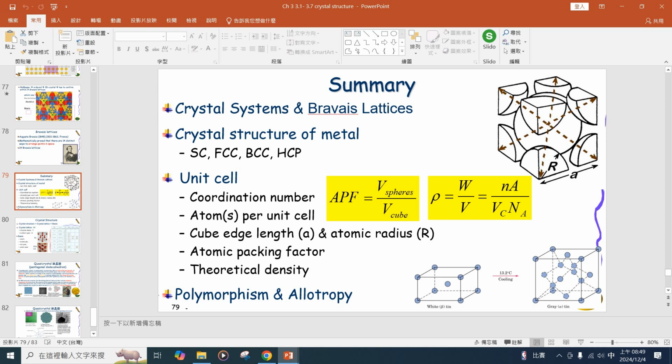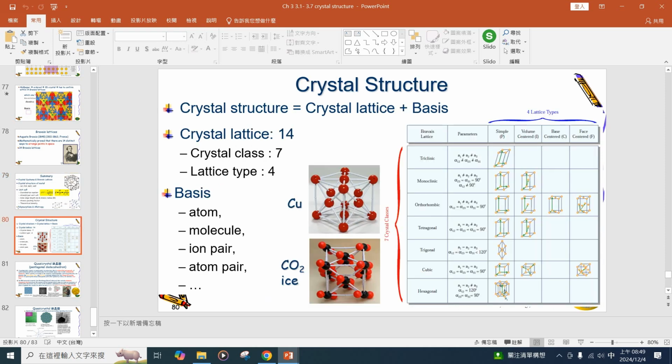And after that we learn polymorphism and allotropy. So this is the theme, right? Because the temperature changes, the structure changes, the structure of the atoms rearranged. So the volume expands. Remember, I showed you a video. So this is what you know. What is polymorphism? Allotropy is the same as polymorphism.